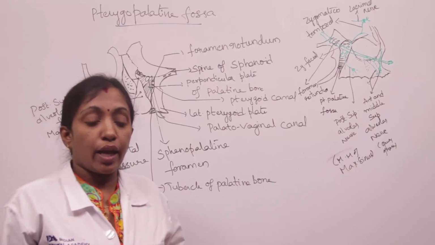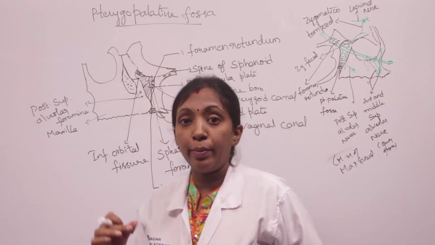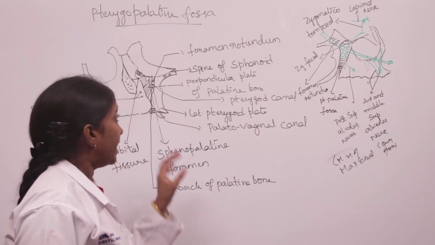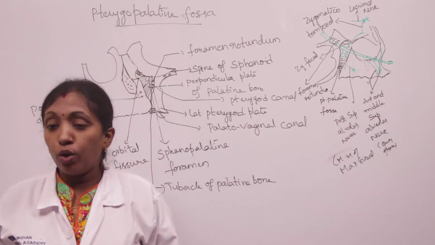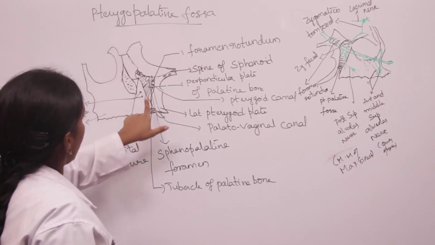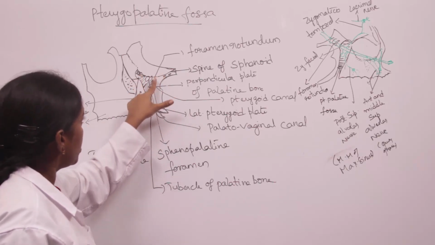Today we are discussing the pterygopalatine fossa. The pterygopalatine fossa is a pyramidal shaped fossa situated below the apex of the orbit. The apex of the fossa is directed downwards.